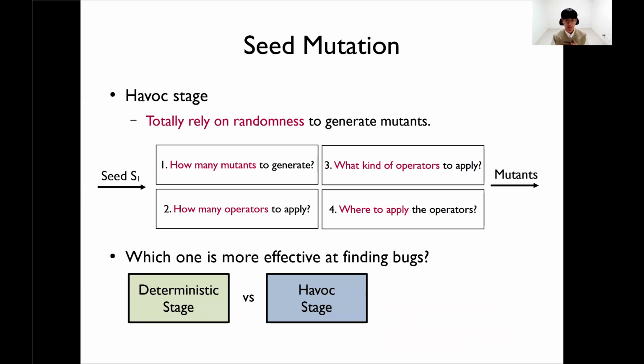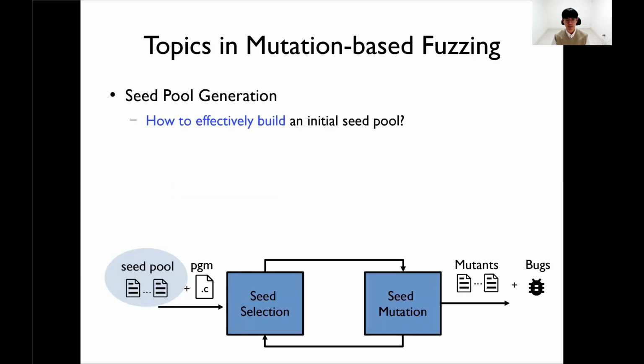Actually, in my brief personal experience, of course, I also have not studied gray box testing in depth, but the Havoc stage is much more effective than the deterministic stages. If you have been watching my lecture so far, you can get a rough idea of what the important research topics for mutation-based fuzzing are.